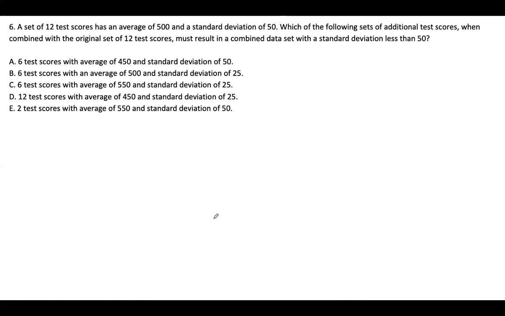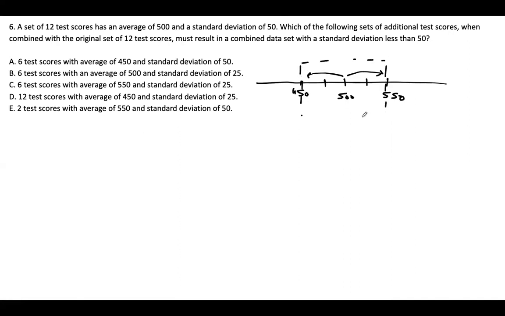A set of 12 test scores has an average of 500 and a standard deviation of 50. Let's say this is 50. So there's an increase of 50 and a decrease of 50. So this will be the data within one standard deviation. Okay.